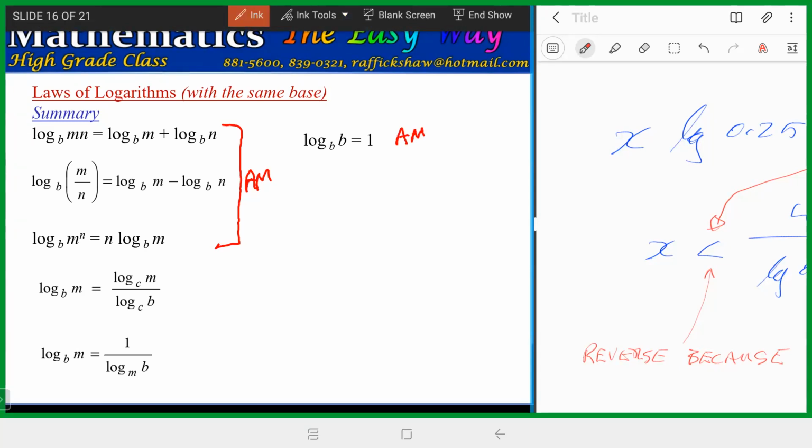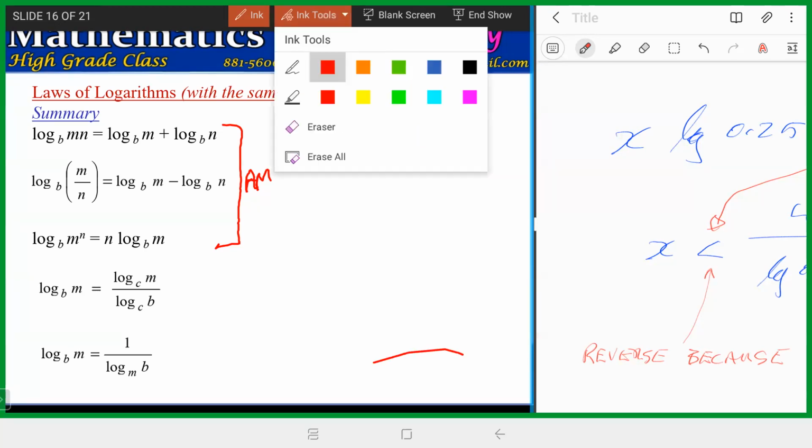But pure maths must know that. The log of a number to its own base equals 1. So for example, if you get the log of x to base x, you know it is 1. Log of a to base a is 1. All right? You are expected to know that it is 1.